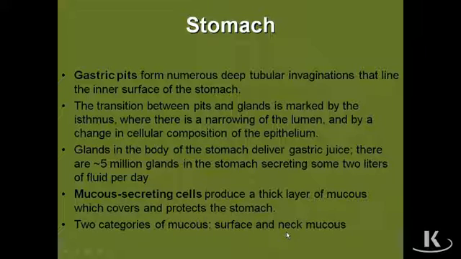The transition between the pits and the glands is marked by a significant point called the isthmus. And we'll see in a moment, it is at the isthmus where the stem cells are located that regenerate presumably all of the epithelial cell types that line the stomach lumen.